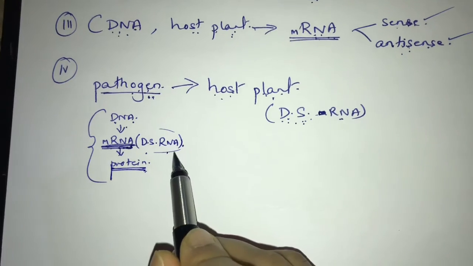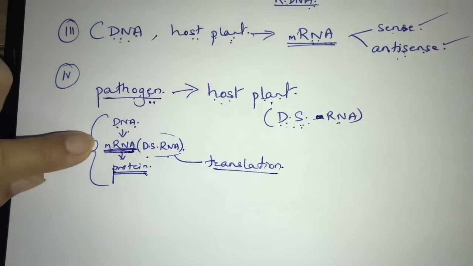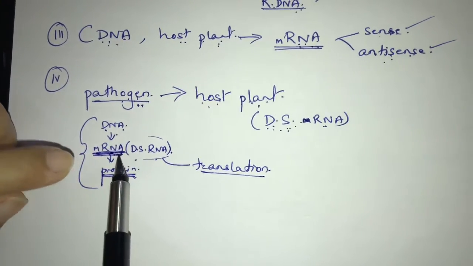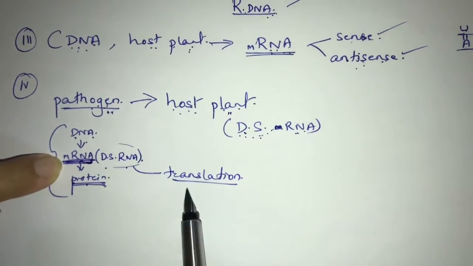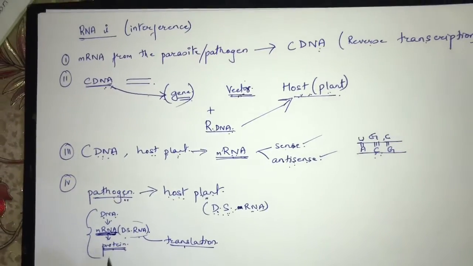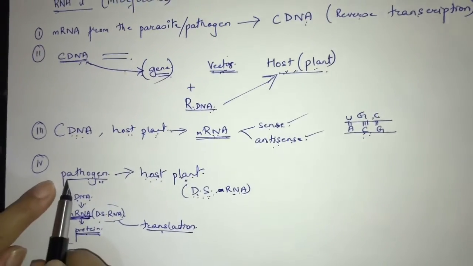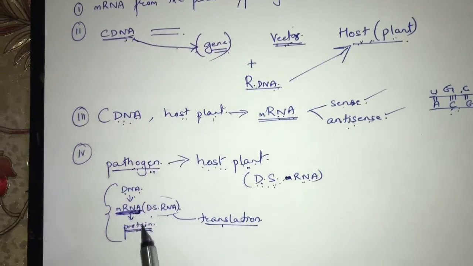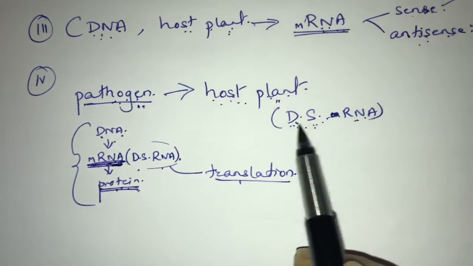This will interfere with the process of translation. There will be no translation of this mRNA into protein, because this mRNA is bound to the double stranded RNA which was already present in the host plant. Now when the mRNA of the pathogen cannot be converted into protein, what happens? The parasite or the pathogen, the disease causing organism, cannot live in the host for long, because the mRNA is not translated into protein. It is interfered with by the double stranded RNA.